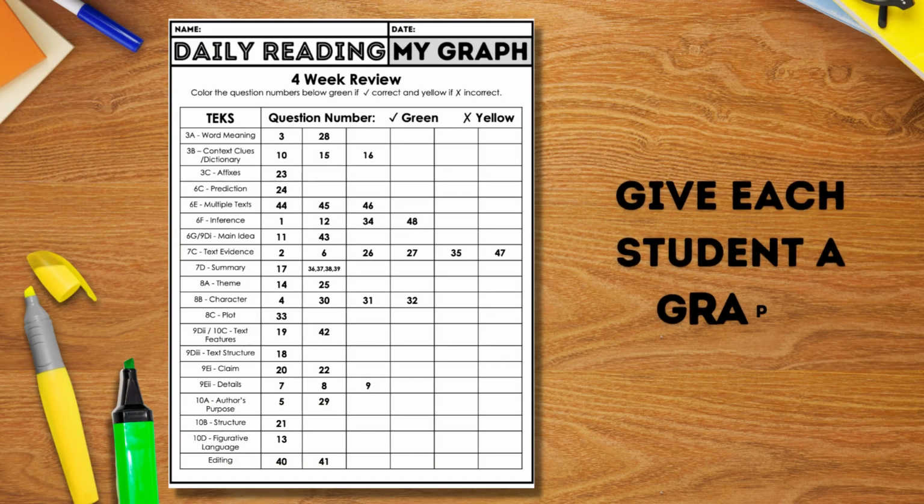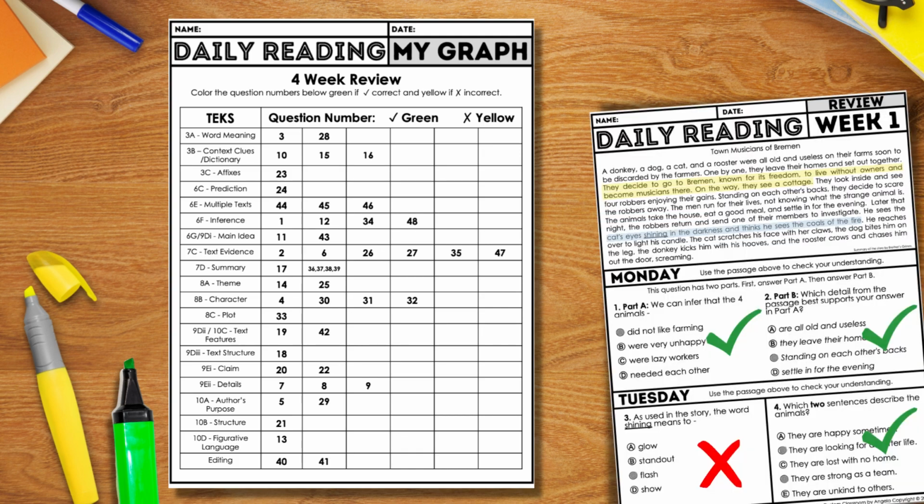When you first start the 4-week review, give each student a My Graph sheet. As you grade and return their papers, this could be done daily or weekly, students will fill in their My Chart themselves. For example, if they got question 1 correct, they would color in the square with the number 1 green on their chart. This shows you and them how they are doing in inferencing.